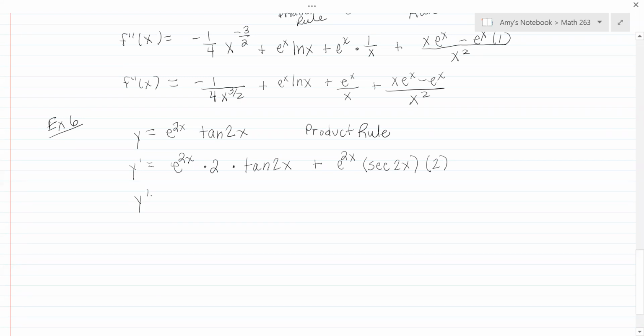Then I would clean this up. This is going to be 2e to the 2x tan of 2x plus 2e to the 2x secant squared of 2x. I think we can all agree that our GCF here is 2e to the 2x, which leaves you with tan 2x plus the secant squared of 2x.